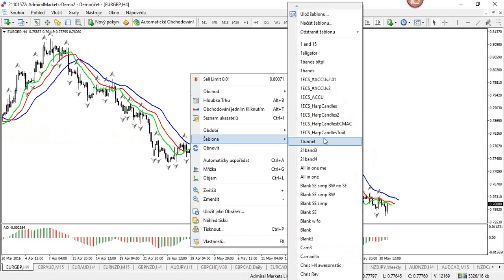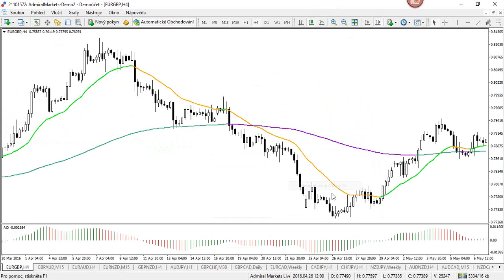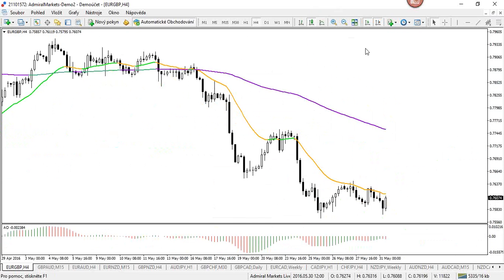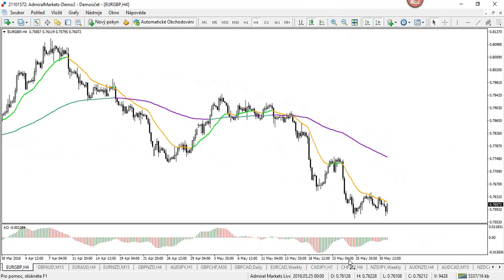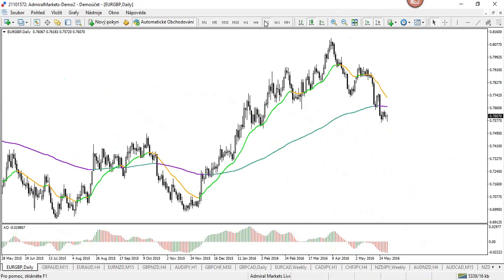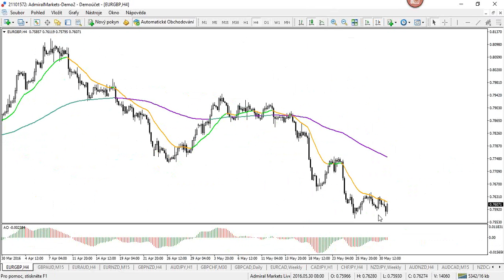Let's take a look at the euro pound. Alrighty. Making a bit of a consolidation.